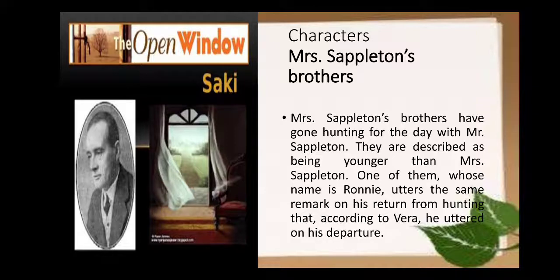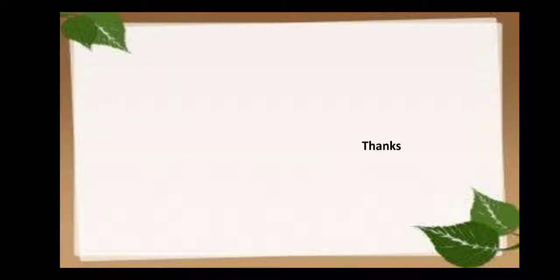Now, there is a twist, there is a horror, there is a mystery in the story, but the characters are quite simple to recognize: Mrs. Sappleton, her husband, her brothers, and a dog along with them. So this was a brief introduction of the characters present in the story, The Open Window, while in the next lecture we'll be looking into the plot and overview of the story by Saki.